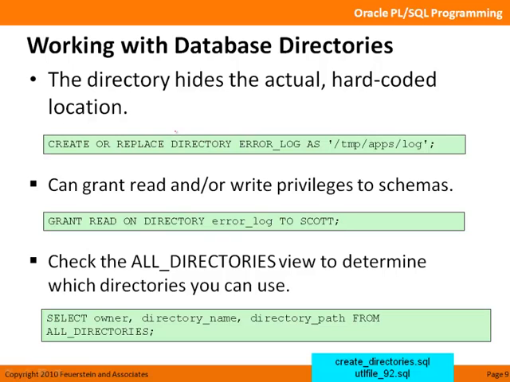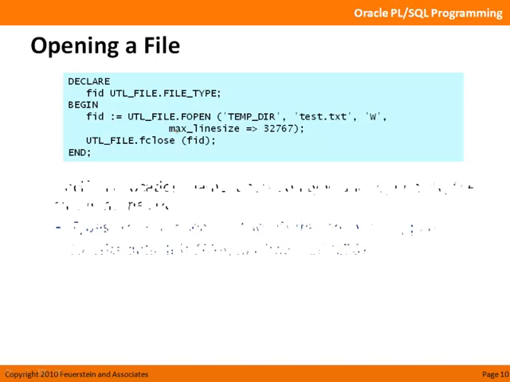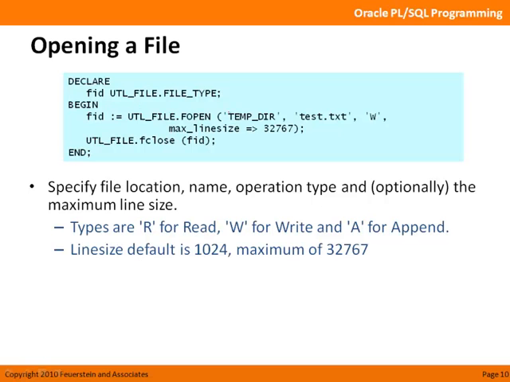So one way or the other, the DBA has to say, okay, you're allowed to read and write files on this particular directory. And then you can start working with files. And the first thing you're going to want to do in general is open a file. So Oracle provides the FOPEN function. To open a file, you specify the location, the name, the type of operation. Do I want to read, write, or append? And you can also specify the maximum line size.